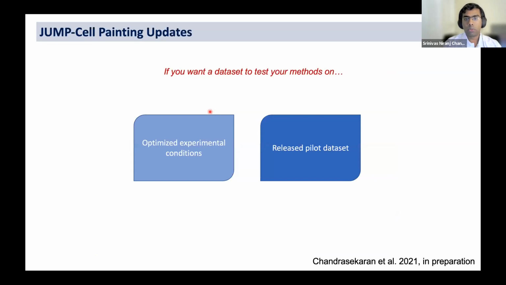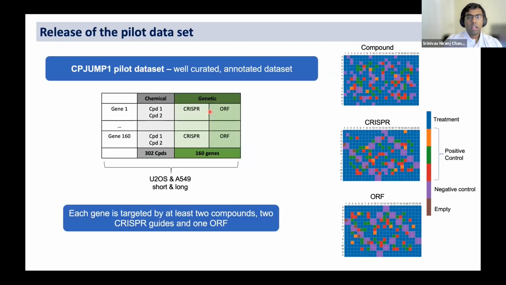Let me quickly move on to the other topic that I wanted to talk to you about, which was the pilot data set that we recently released. So this data set, we call it the CpJump1 pilot data set, and it's a well-curated, annotated data set. It consists of 3 different plates: a compound plate, a CRISPR plate, and an ORF plate. And compound, of course, is the chemical perturbation plate, and the CRISPR and ORF are the genetic perturbation plates. And we have a total of 302 compounds in this experiment and 160 genetic perturbations.